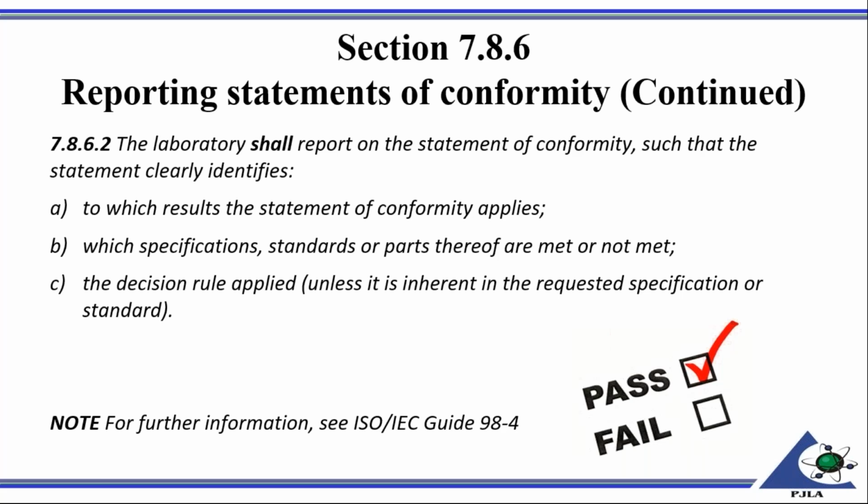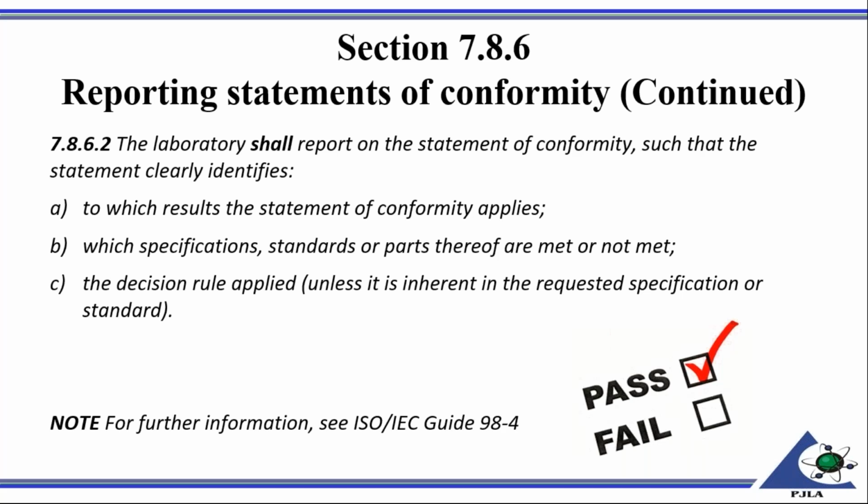7.8.6.2. The laboratory shall report on the statement of conformity such that the statement clearly identifies, and the following is, A, to which results the statement of conformity applies. So if you have a single point of calibration, that's not going to be all that difficult. If you're having 5 points of calibration, it's going to be clearly identified which point is passing, which point is failing, etc. And which the statement of conformity applies to which.